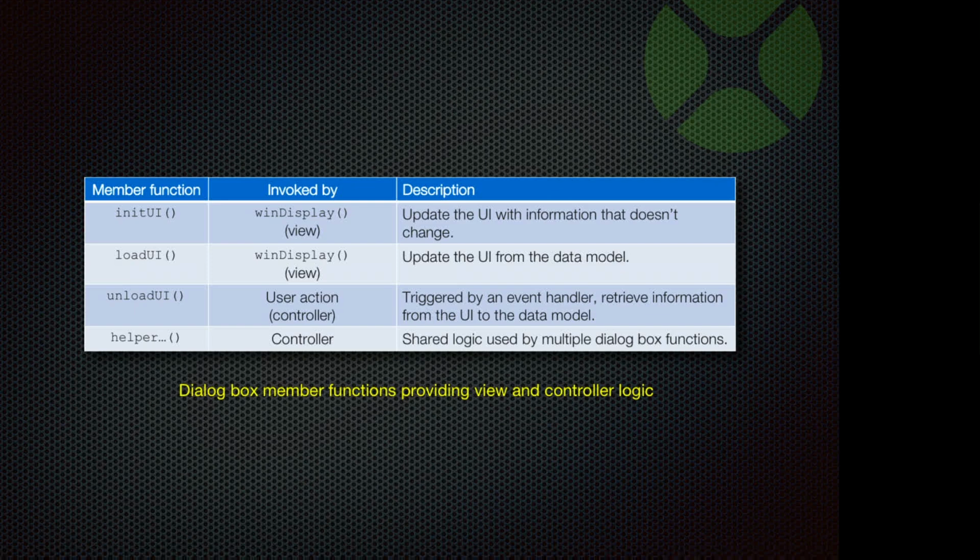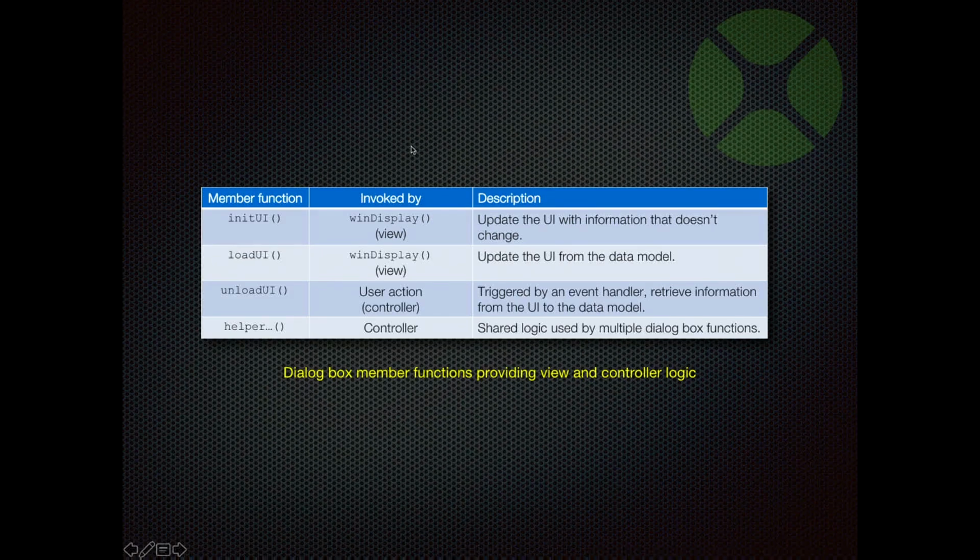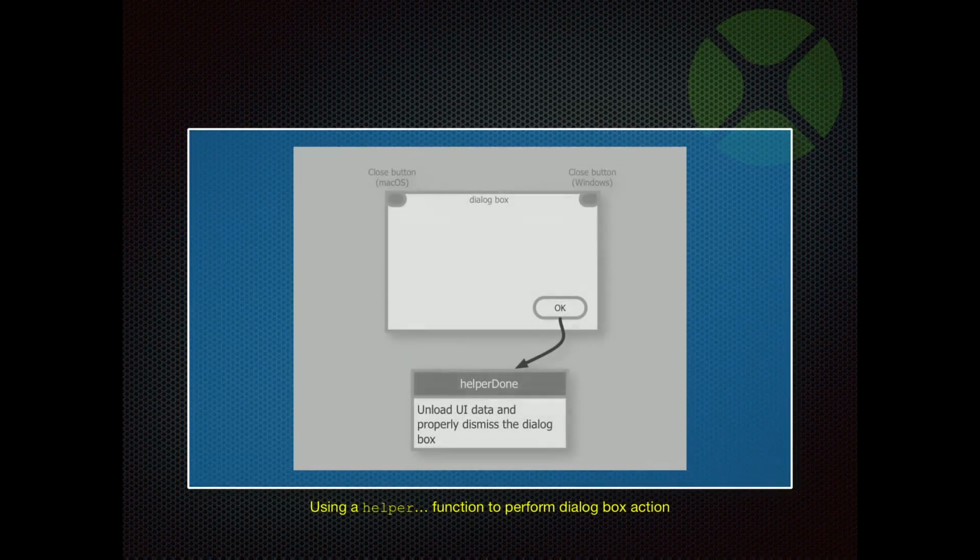It saves it into those local dialog box properties. So the dialog box properties, once you do the unload, should always match the information kept in the dialog box controls by the user. And then there are helper functions, which is basically shared logic among the functions within the dialog box that makes it easier to maintain the code.